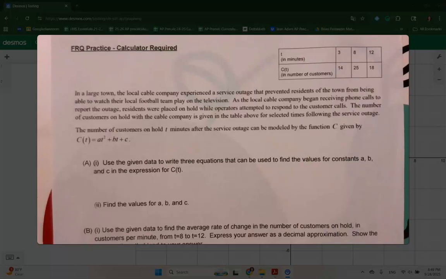All right, benchmark FRQ practice, calculator required. Let's look at it. In large town, the local cable company experienced a service outage that prevented residents of the town from being able to watch their local football play on the TV.